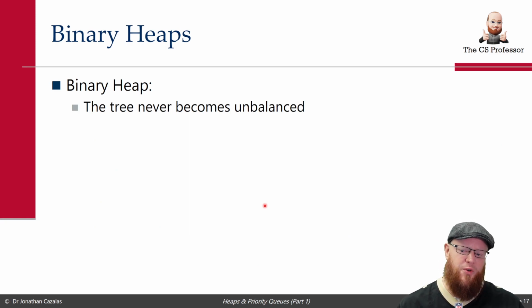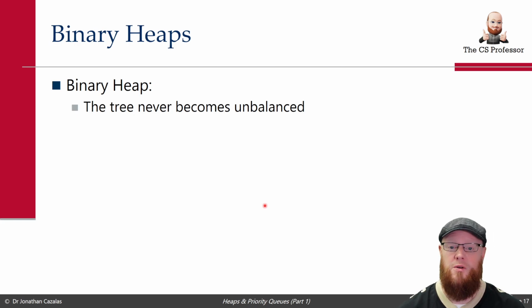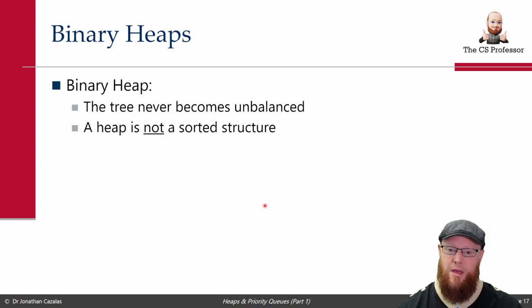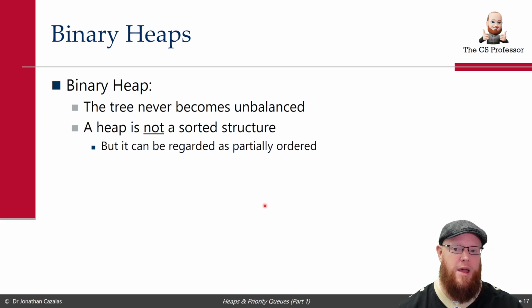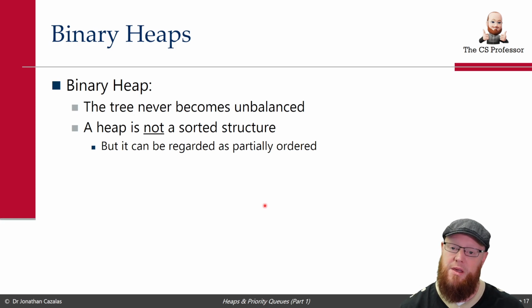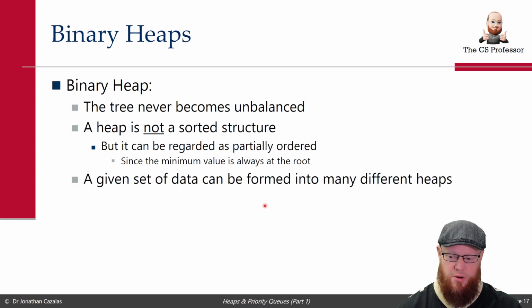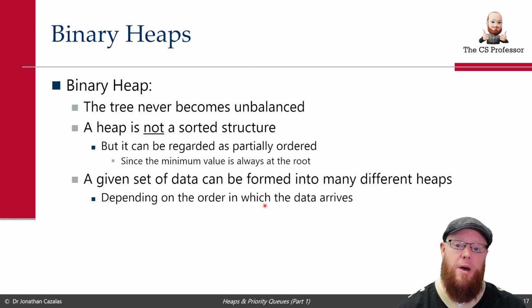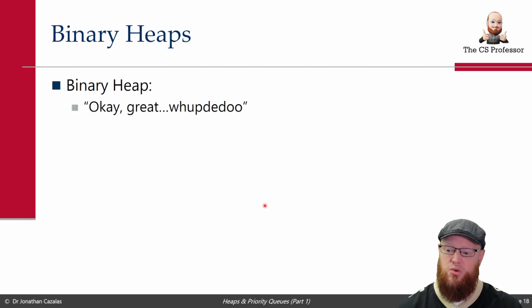What's the value of this heap? Well, first of all, the tree never becomes unbalanced. That's really the value of just adhering to that complete tree property. A heap is not a sorted structure. A binary search tree can be sorted, certainly, right? A heap is not a sorted structure, but we say, in fact, it's semi-sorted because the greatest element will always be at the root if it's a max heap, or the smallest element will always be at the root if it's a min heap. And there's a value to that, which we're going to come to. So we really say it's partially ordered. A given set of data can form many different heaps based off of the order by which those nodes are added or inserted to the heap.